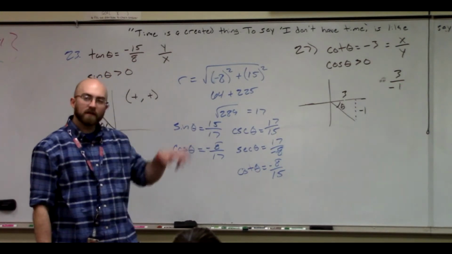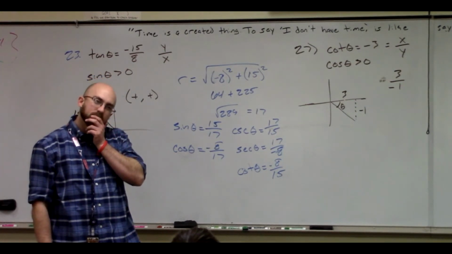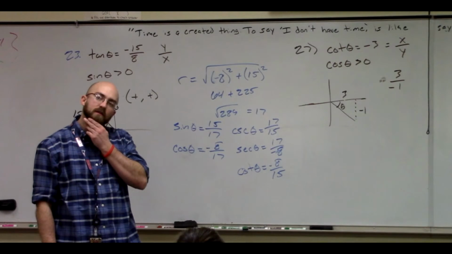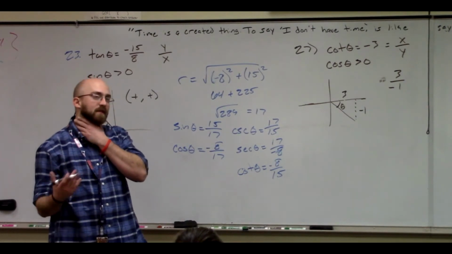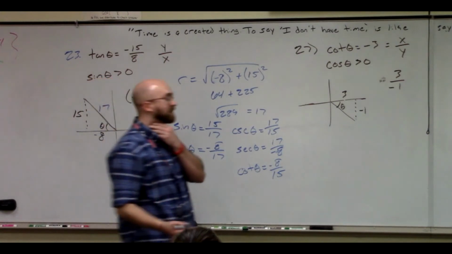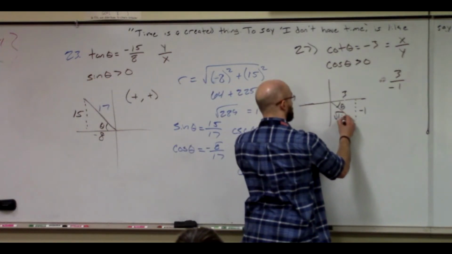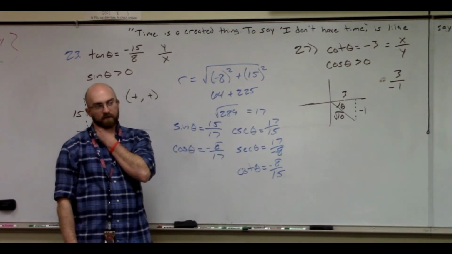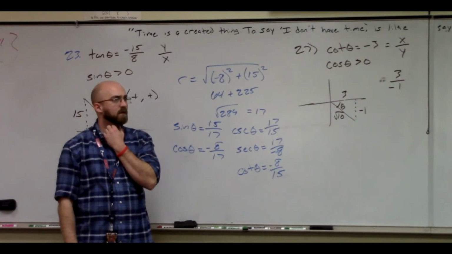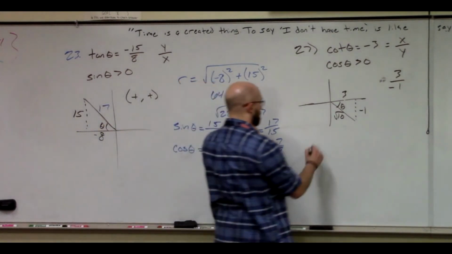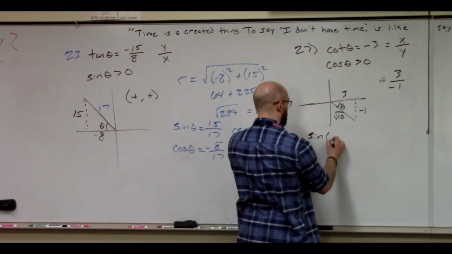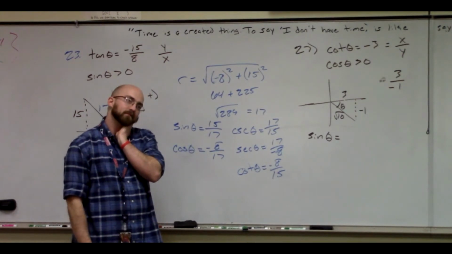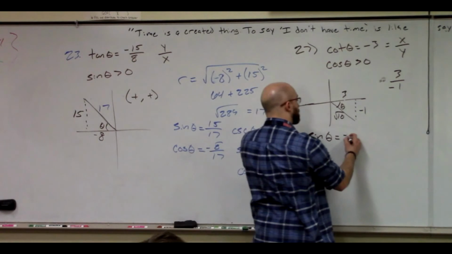So what's going to be my radius then? Three squared plus 1 squared, 10. The square root of 10, right? And let's find the rest, and we'll actually work it all out. So sine is going to be what? Negative 1 over square root of 10.